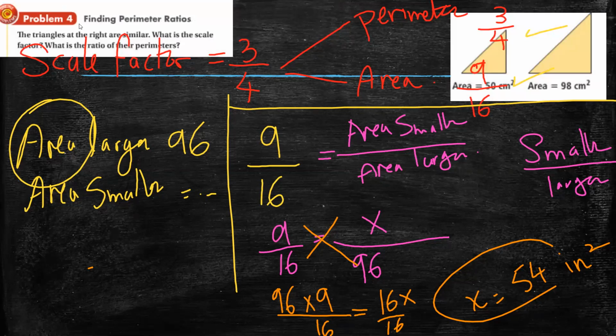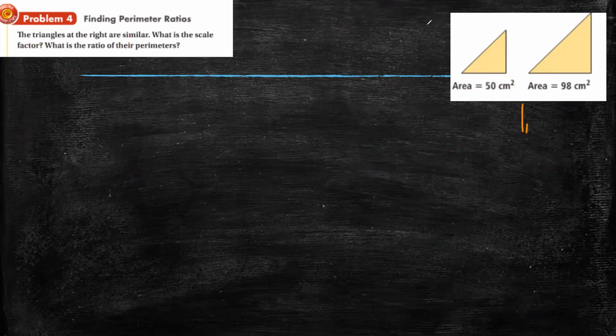By logic, the smaller shape has the smaller area. Now, let's use it to find the perimeter ratios. The triangles are similar. What is the scale factor and what is the ratio of the perimeters? Look at these two shapes here. He told me about the area of the first shape and the area of the second shape.